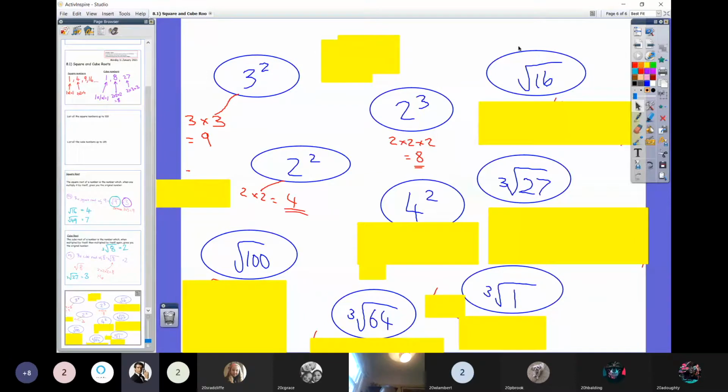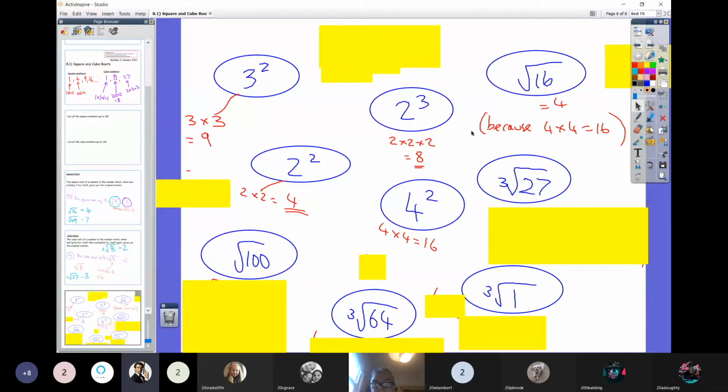Now, square root of 16. What number times itself gives us 16? Well, that is 4. Let's look at the one in the middle now. What is 4 squared? That means 4 times 4, which is 16. Now, what's the cube root of 27? What number times itself and times itself again gives us 27? That's 3.